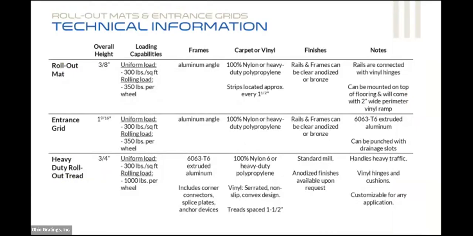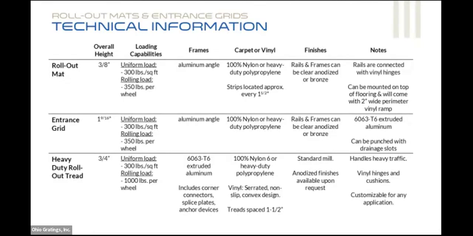So some of the technical information regarding the rollout mat, the entrance grid, and then the heavy duty tread, you can see some of the differences there, right? So with the rollout mat, your depth is going to be a little bit more shallow from an entrance grid or a heavy duty rollout tread. So that's one advantage of the rollout mat. All of these are typically processed out of aluminum extrusions. So you're going to have the choices of alloy there. You're going to have different loading capabilities based on the product as well, with that heavy duty rollout tread being able to handle that rolling load of 1,000 pounds per wheel.